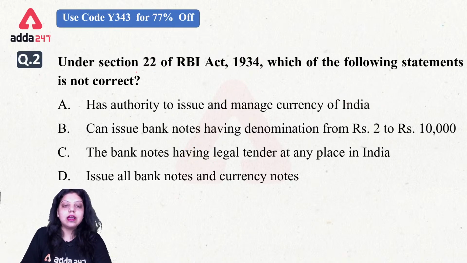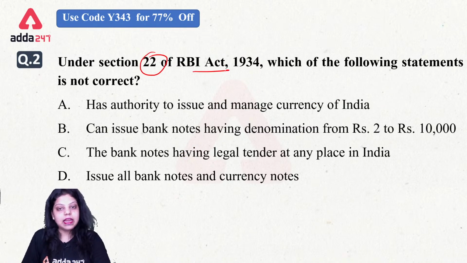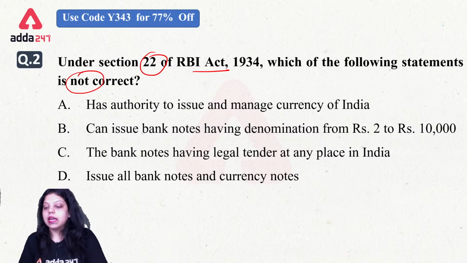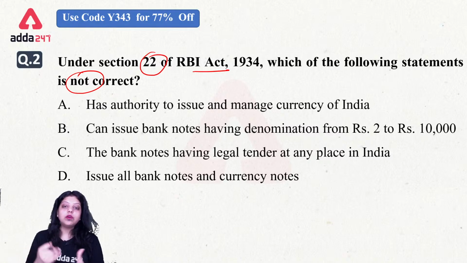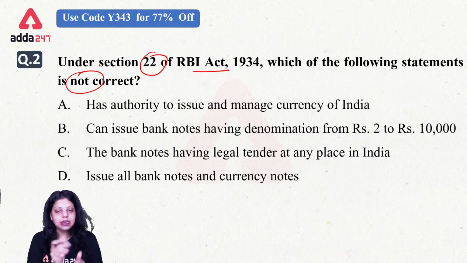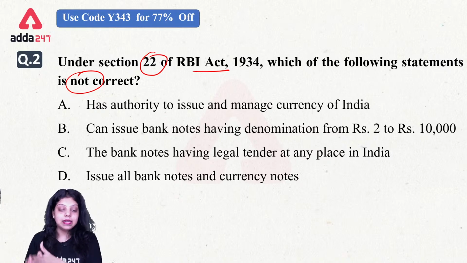Second question is asking, under section 22 of RBI Act 1934, which of the following statements is not correct? So we know that RBI was introduced with the help of RBI Act 1934. RBI was established on 1st April 1935. Now which of the following statements has been defined under section 22 of RBI Act 1934?